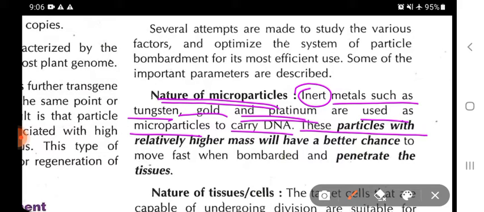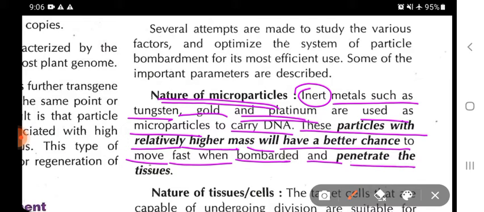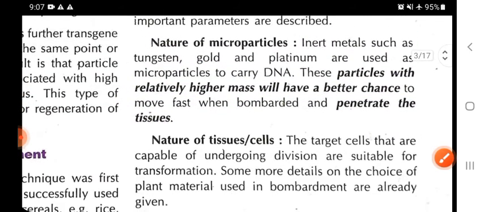Particles with relatively higher mass will have a better chance to move faster when bombarded and penetrate the tissues. So the microparticles which are used here, where we have coated our DNA, should have a high molecular weight, right? That means high mass. Second thing is that it should be non-reactive, so that it does not react with the target plant cells or animal cells that we are using. That is the first factor. That's why we use gold, tungsten or platinum.